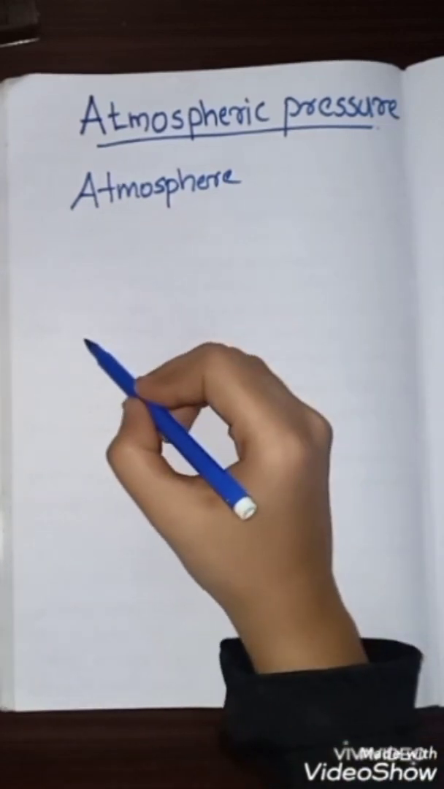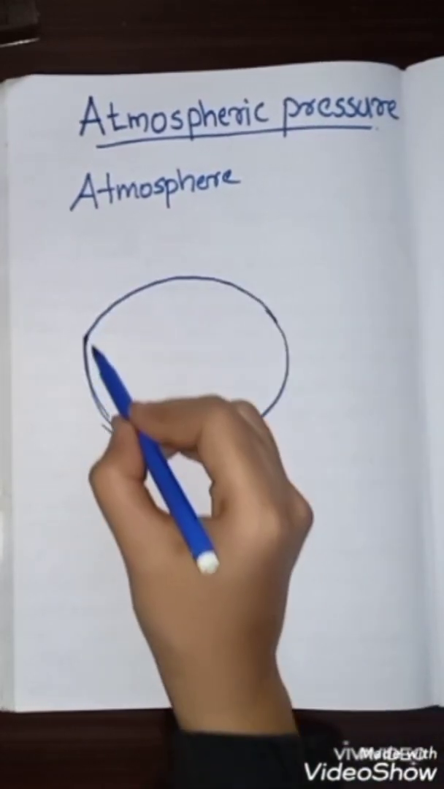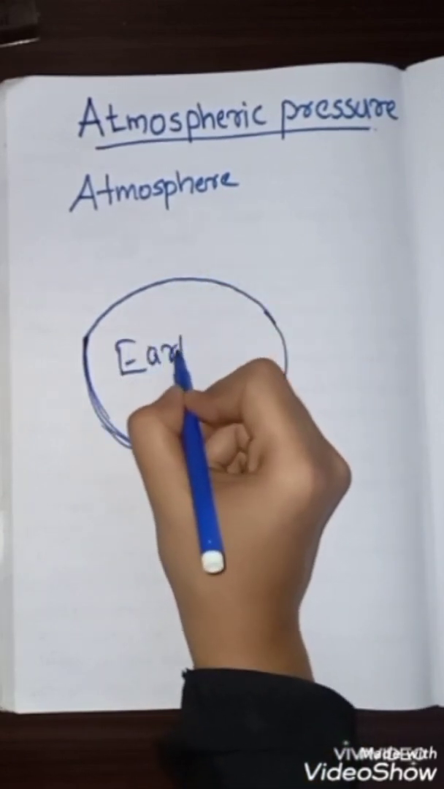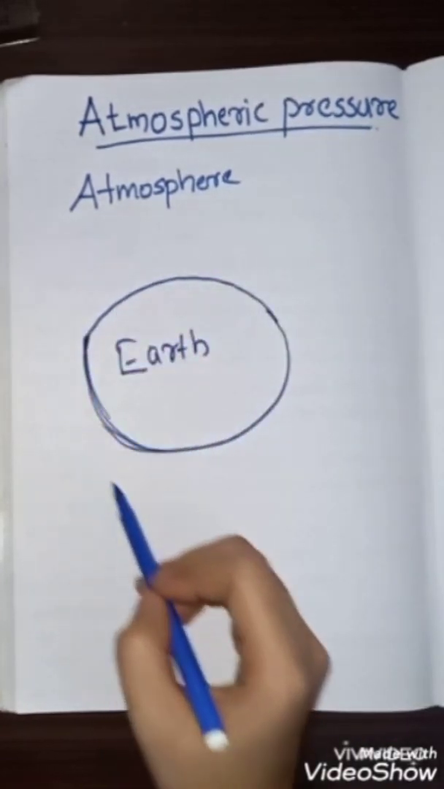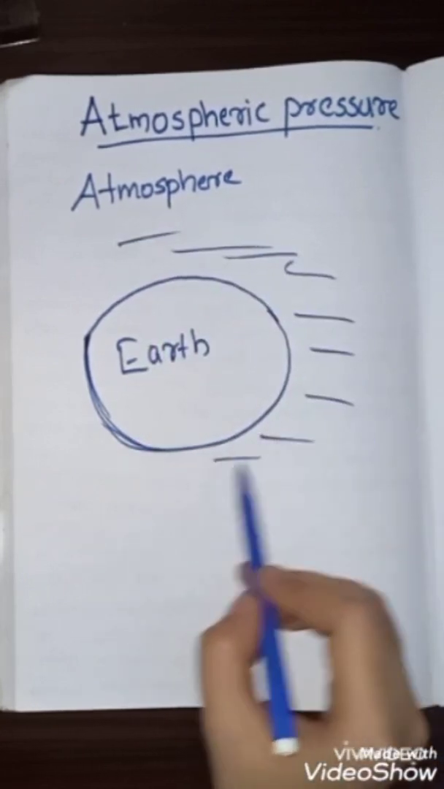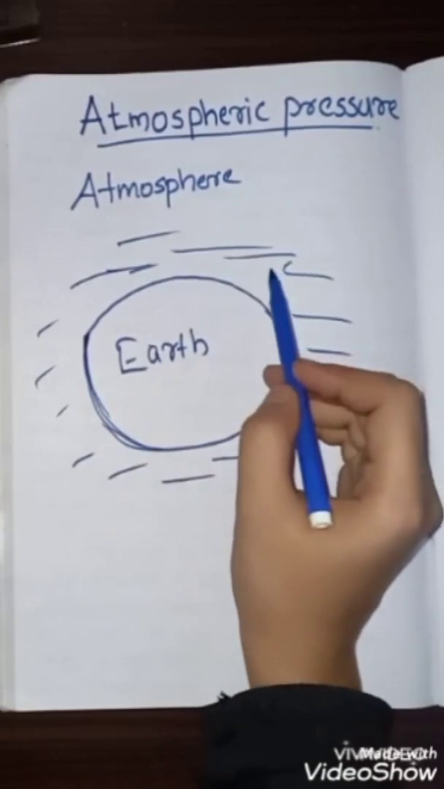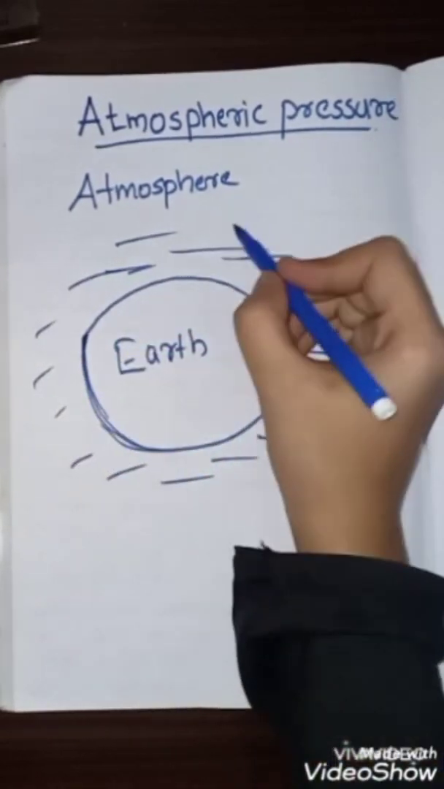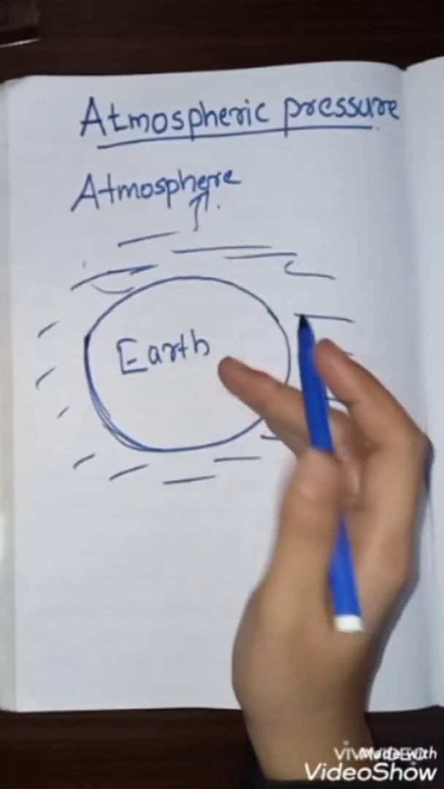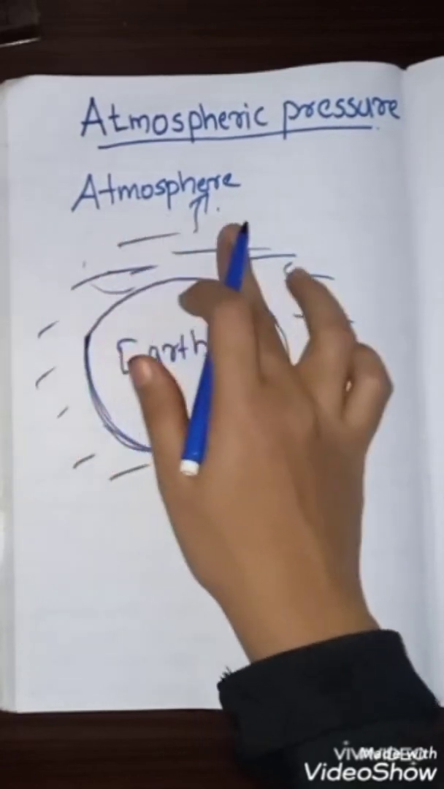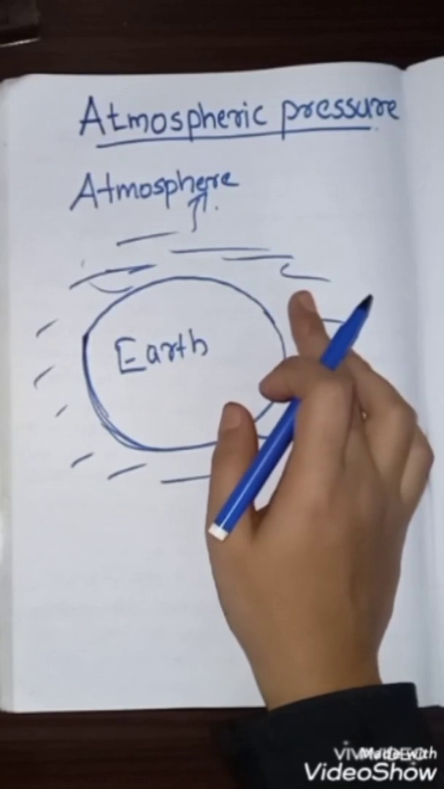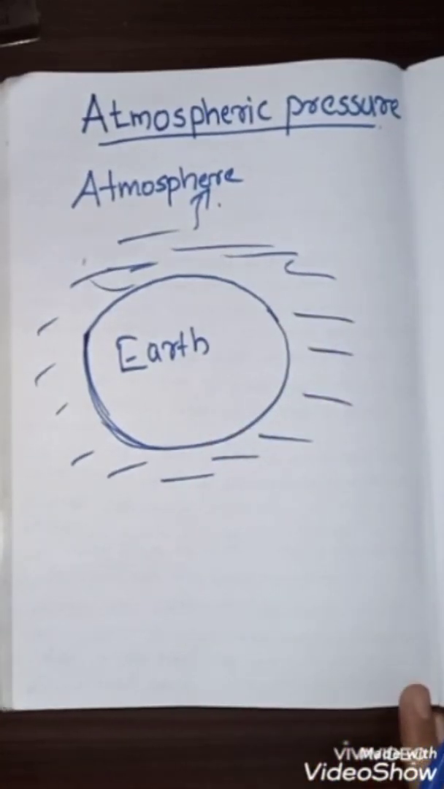Suppose this is the earth, and surrounding the earth there is air. There is air here, all these parts contain air, and this place is called atmosphere. Then what is atmosphere? The part which consists of air above the earth is called atmosphere. So these are the atmosphere. Hope you understand. Then what is atmospheric pressure?